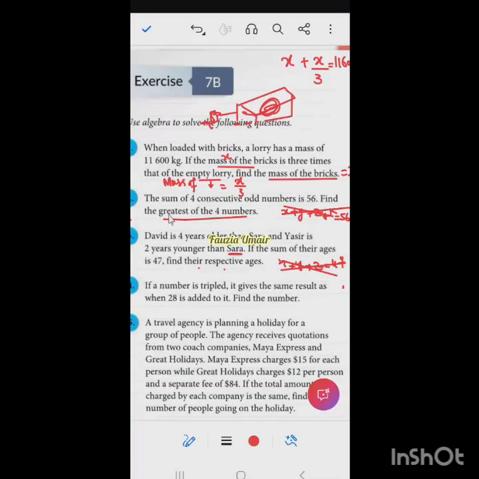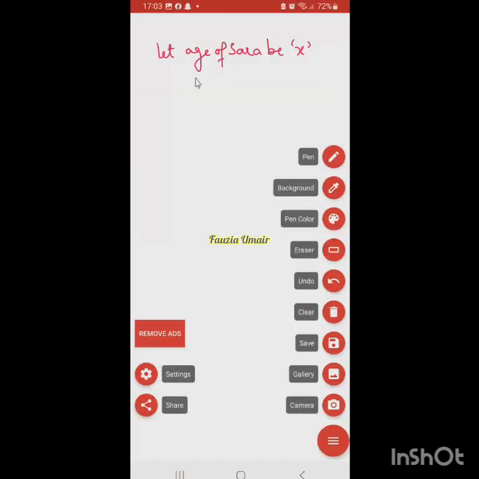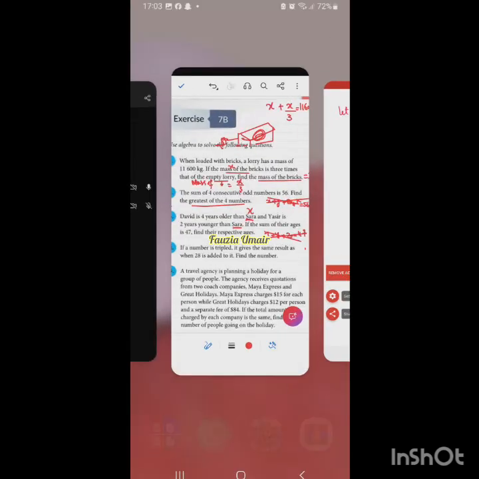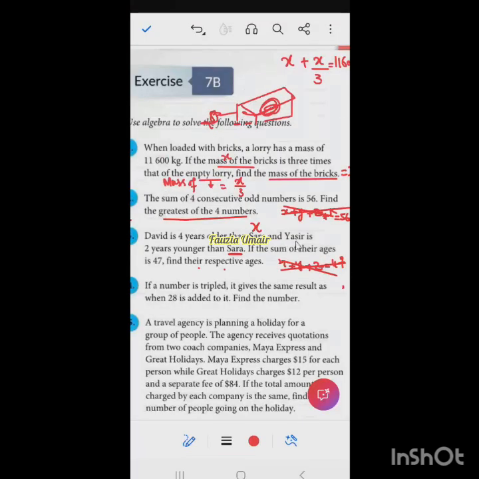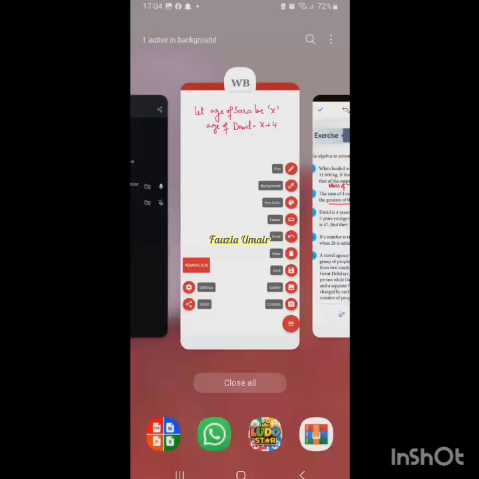David is 4 years older than Sarah, and in place of Sarah I am writing x. Now read it: 4 years older than x. What is 4 years older than x? Ma'am, he is bigger, so what will be the age of David? X plus 4. Very good. I hope you are clear. Now look at this. Yasser is 2 years younger than Sarah. So what will be the age of Yasser?